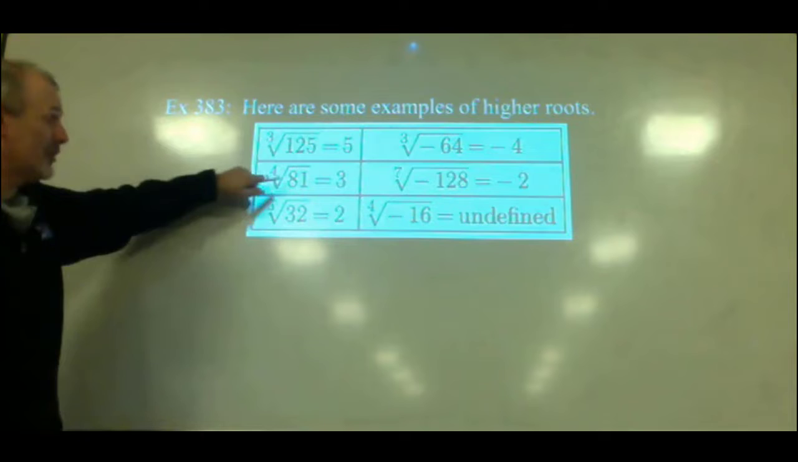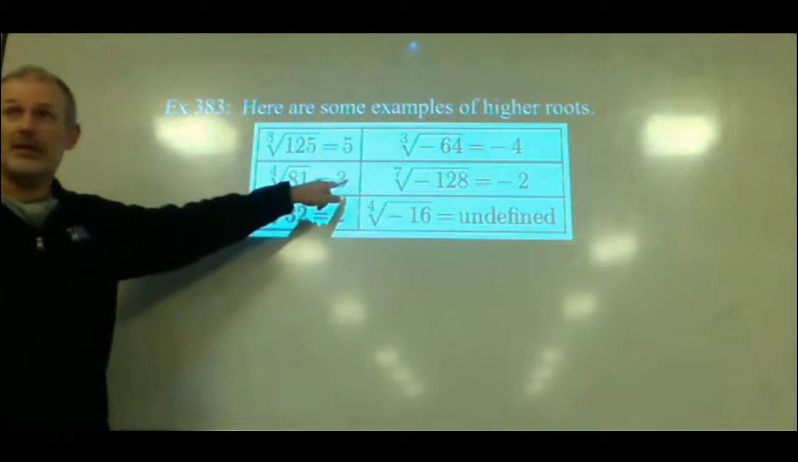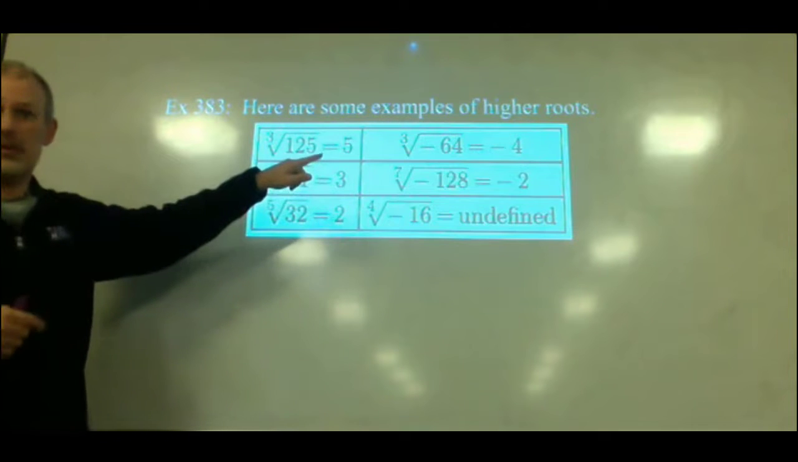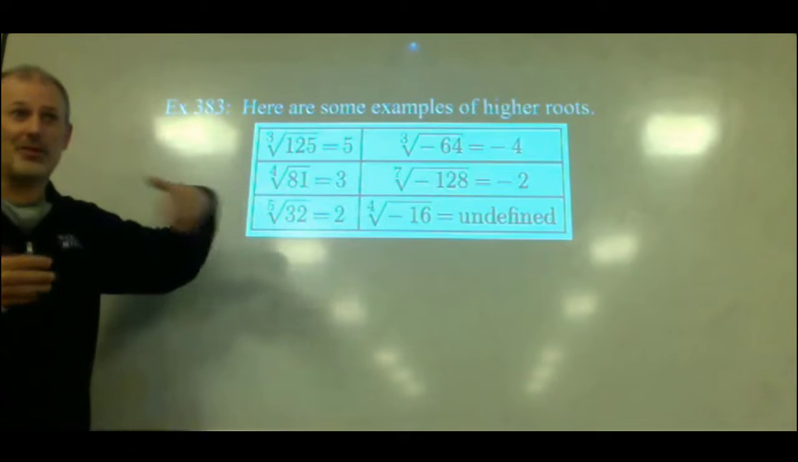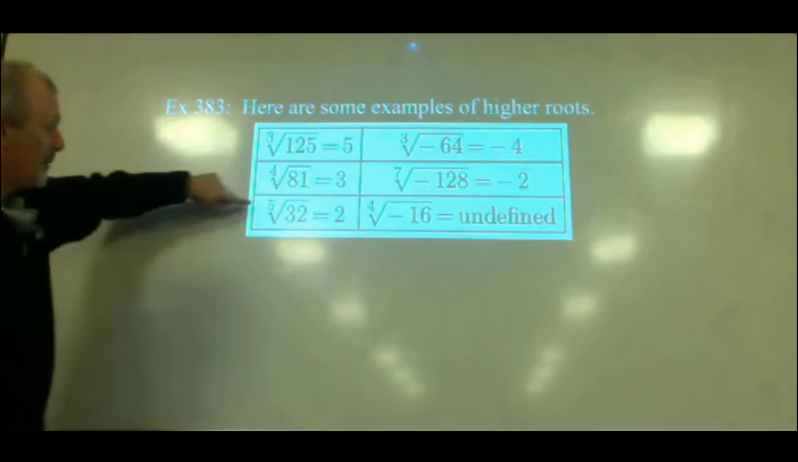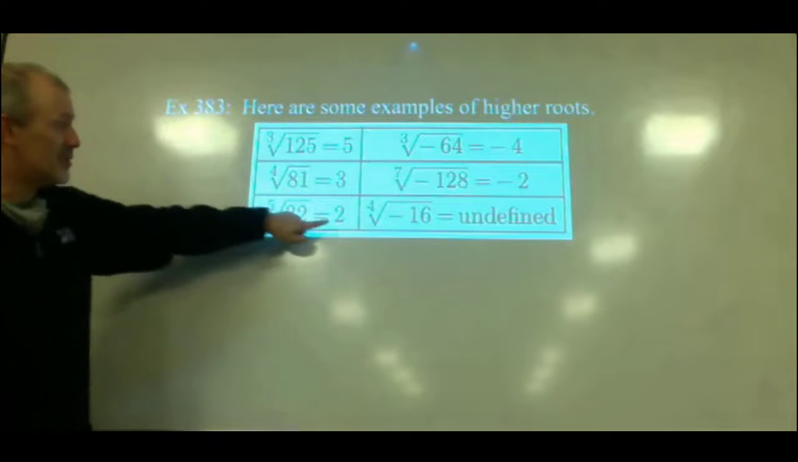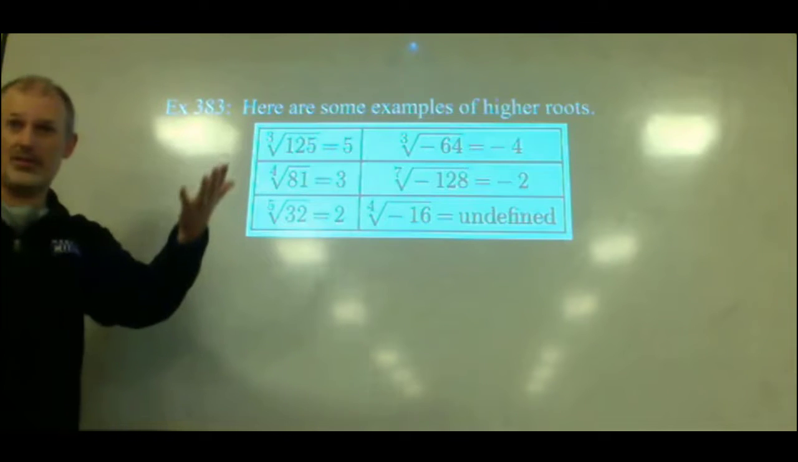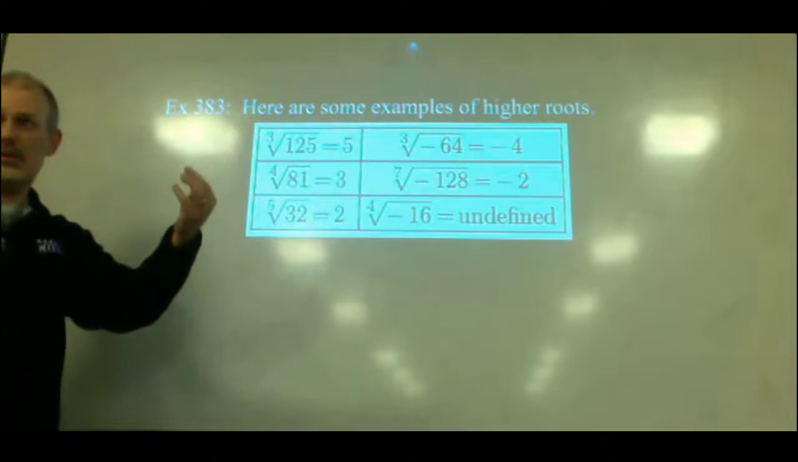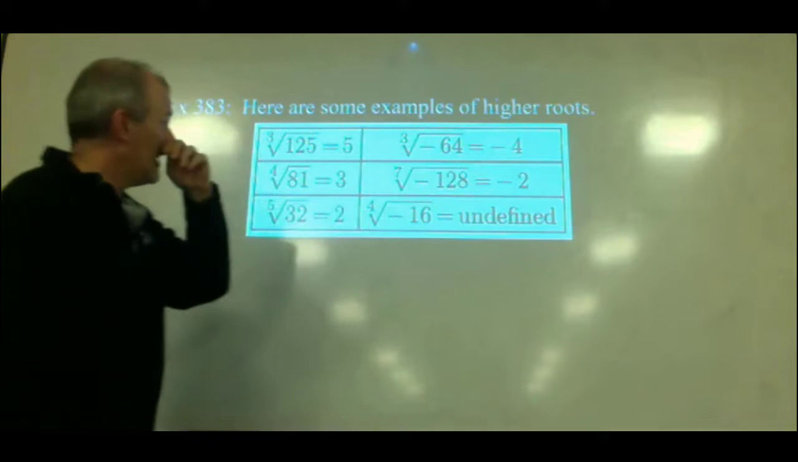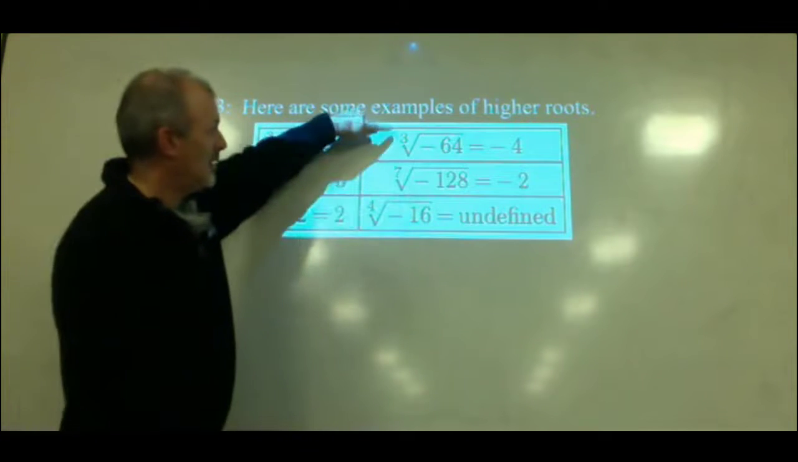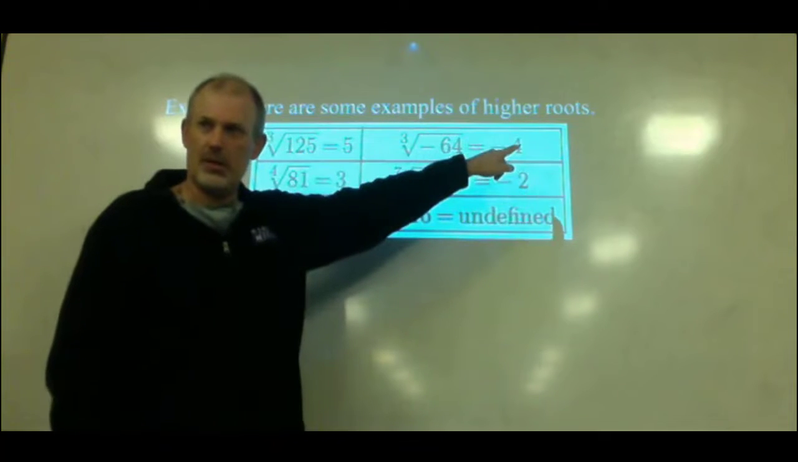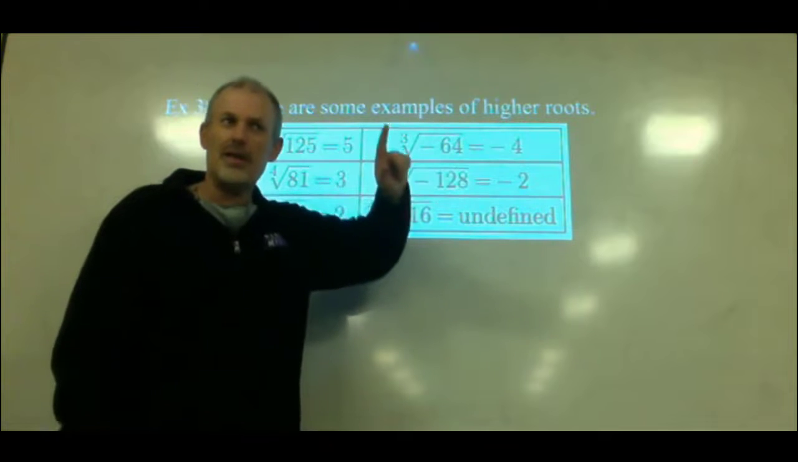The 4th root of 81 is 3, and that's because 3 times 3 times 3 times 3 is 81. These get big really fast when you're doing powers. The fifth root of 32 is 2, and that's because 2 times 2 times 2 times 2 times 2 is 32. Now, here's something interesting. The cube root of negative 64 is negative 4.